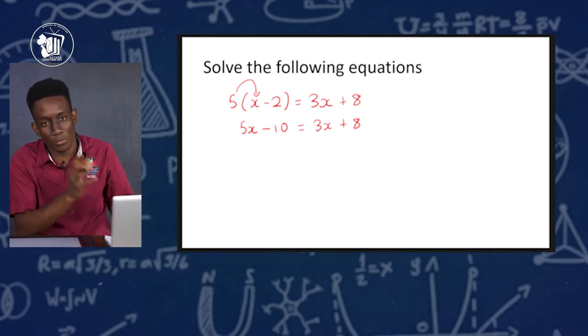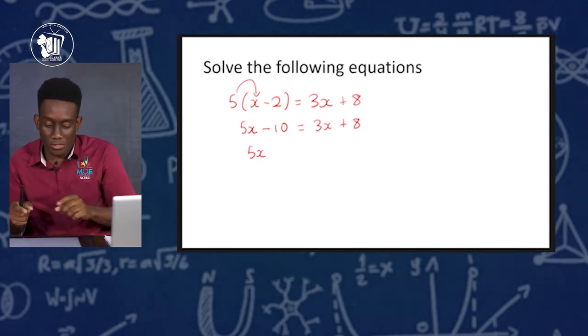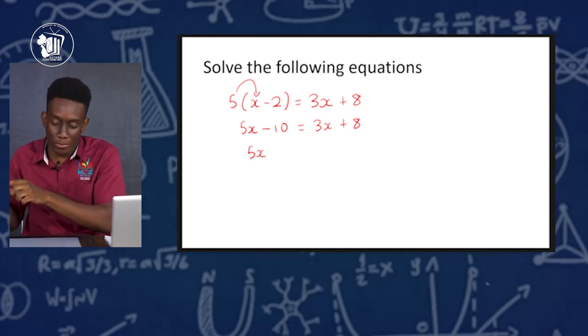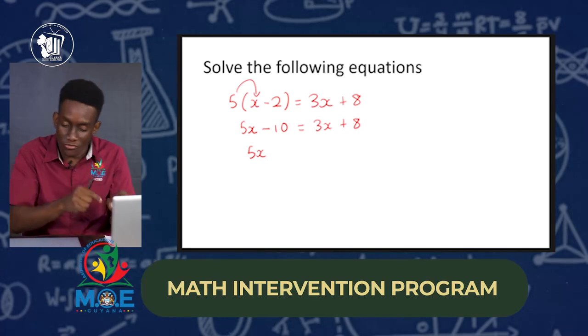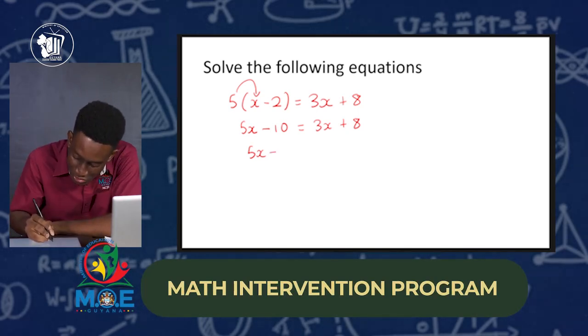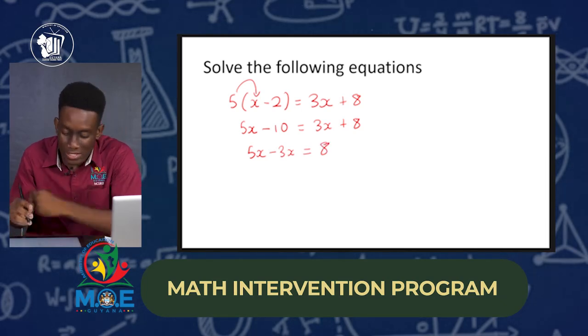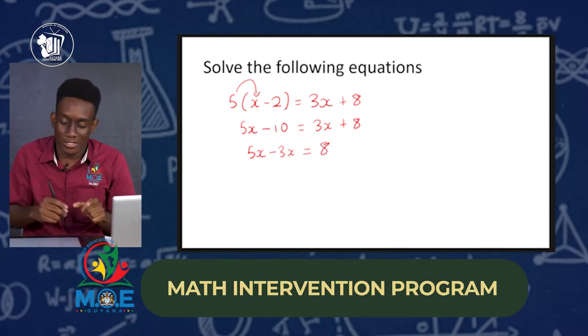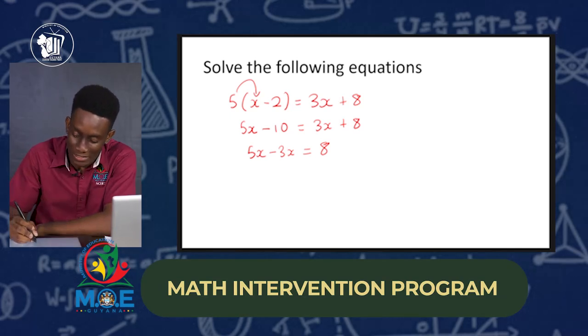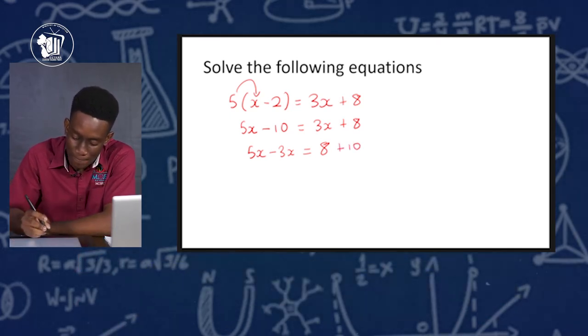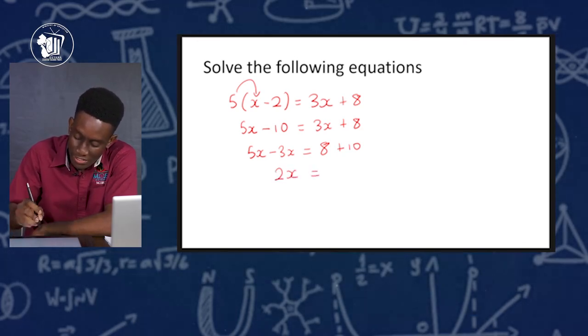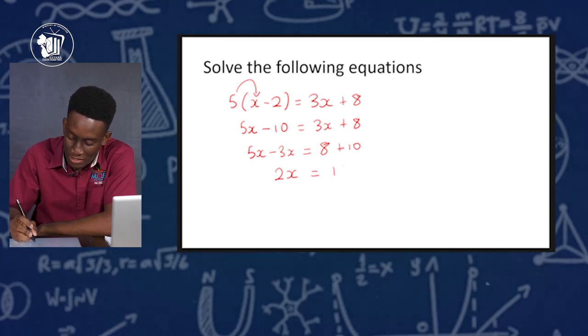We put all the terms with the unknown on one side. So we have 5x. I bring over the plus 3x with it. So we know the 3x is adding. So when we take over the 3x over the equal sign, it will subtract. And this will be equal to 8. And this 10 is subtracting. So when we take it over the equal sign, it will add. This will be plus 10. So 5x subtract 3x, that would give you 2x is equal to 8 plus 10, which would give you 18.